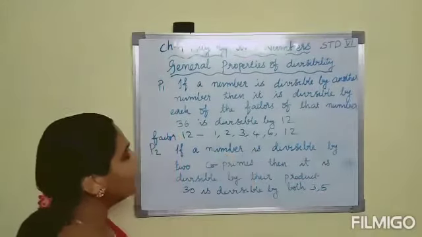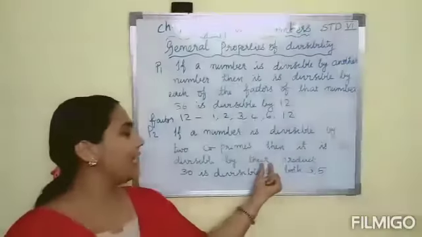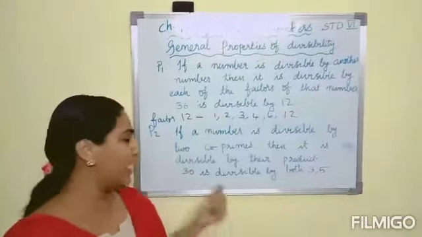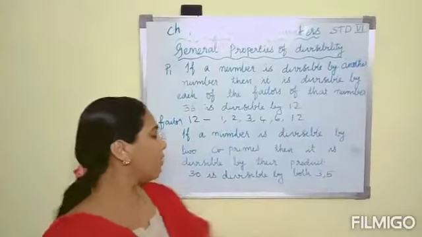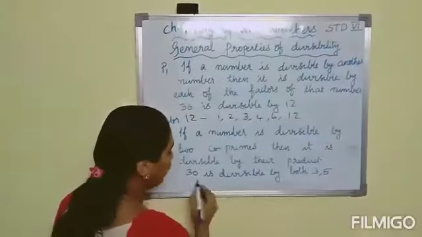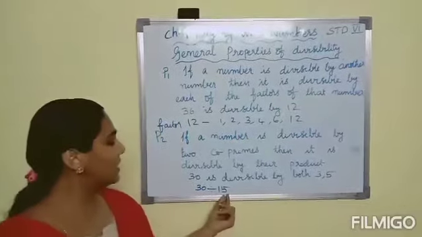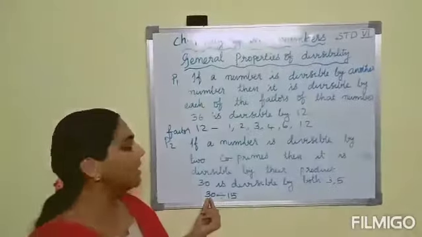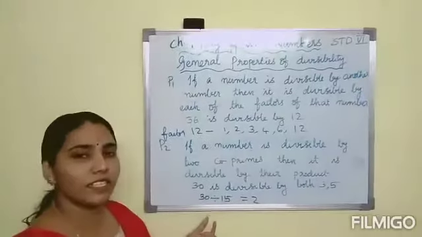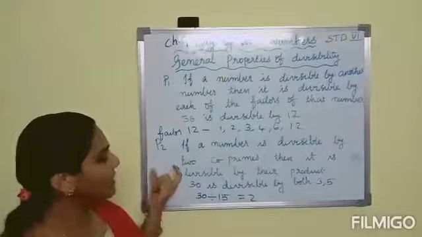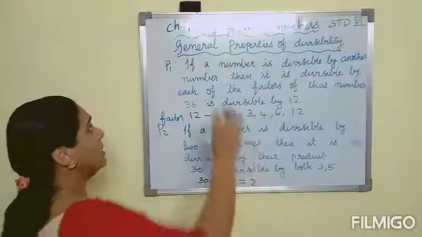So what is the property saying? If a number is divisible by two co-primes, then it is divisible by their product. That means we have to check whether this 30 is divisible by the product of 3 and 5. The product of 3 and 5 is 15. So 30 divided by 15, yes, 15 is a divisor of 30. If you divide 30 by 15, you will get 2, without any remainder. So the property is satisfied. That is the second property of divisibility.